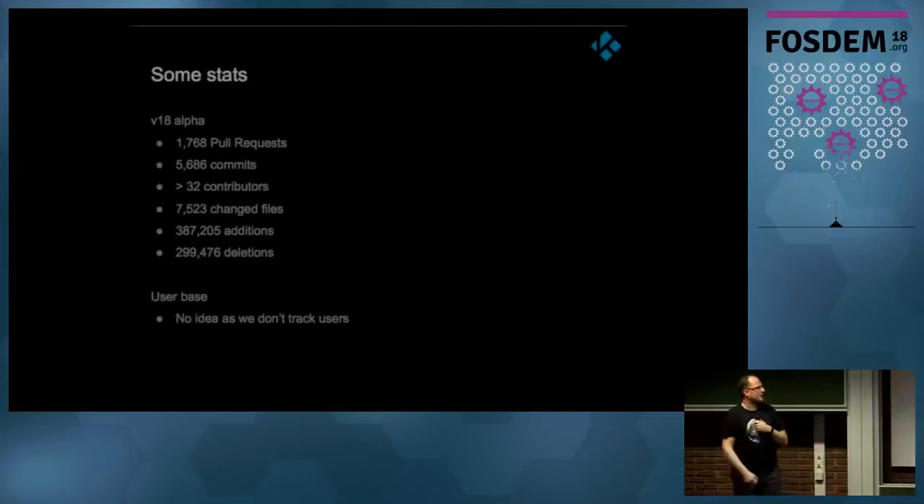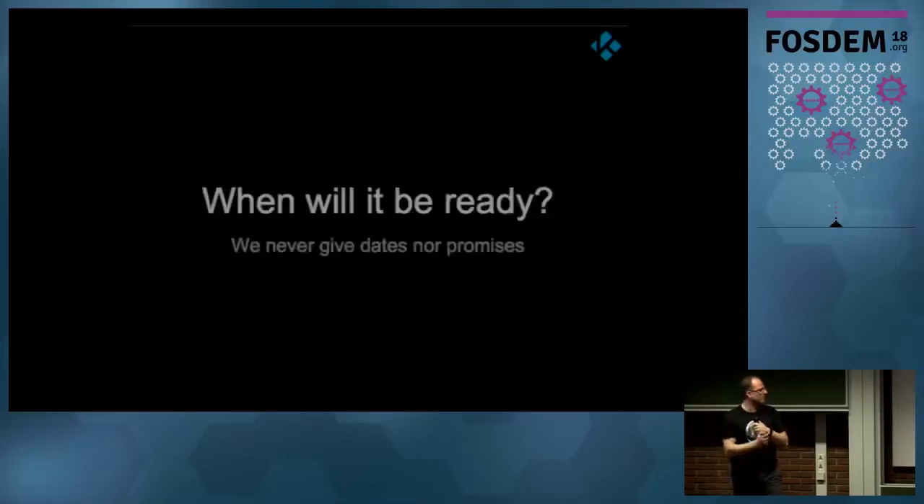So current state: 1,800 pull requests, most of which are massive pull requests. 5,700 commits, about 32 different contributors. These are just stats from GitHub. 7,500 changed files, a lot of additions, and in the end, the user base, we basically have no idea. We can use some download stats, but some people re-download it again, and then we don't really track anyone.